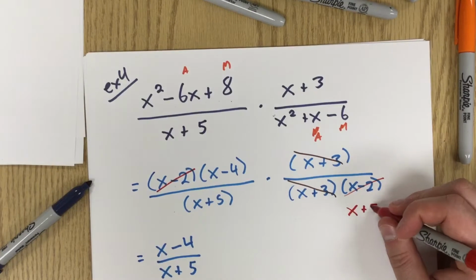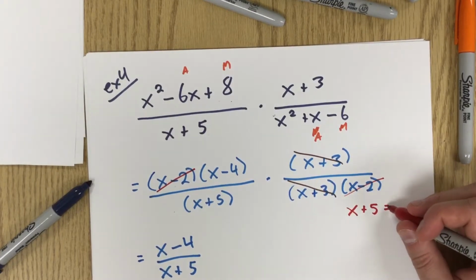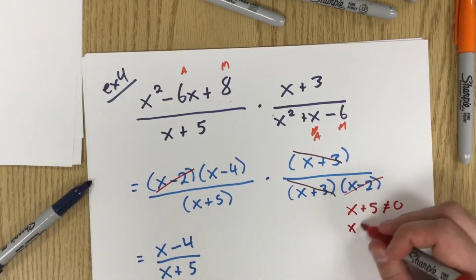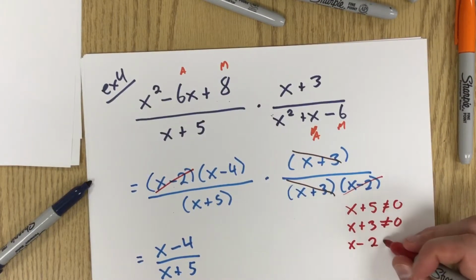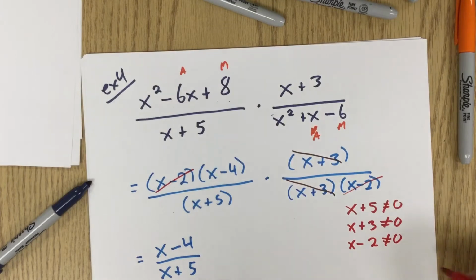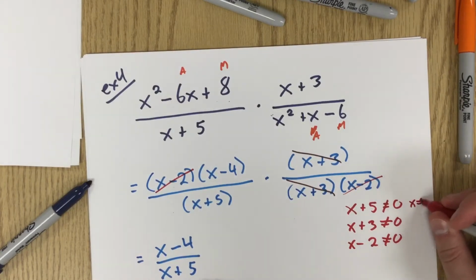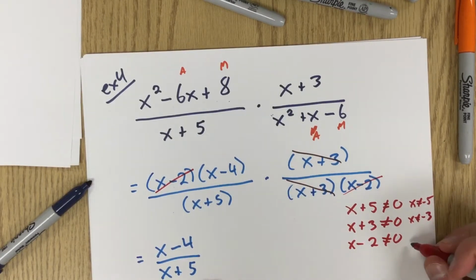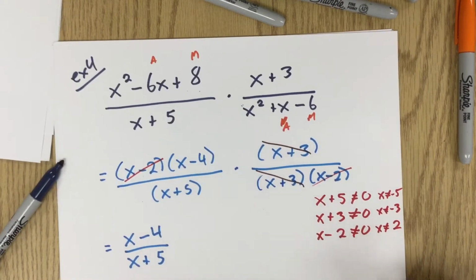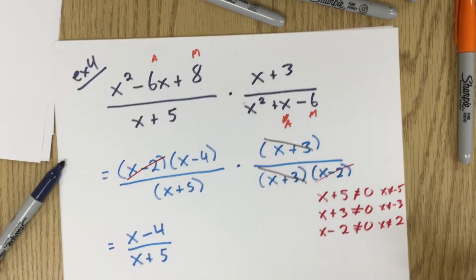Not very thoughtful. x plus 5 cannot be 0. x plus 3 cannot be 0. And x minus 2 cannot be 0. So x cannot be, I need to do this somewhere else. I think next time I'm running out of space. Minus 5, minus 3, and plus 2. That's a bit squished. I apologize for that.